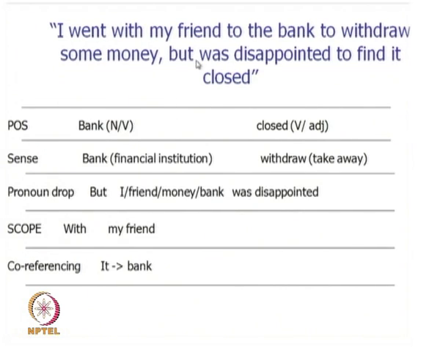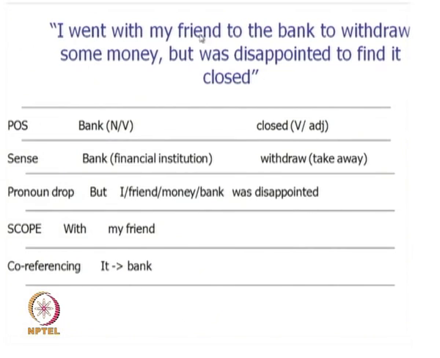Similarly, there is a pronoun drop at this place, but I was disappointed. So, I has to be put in here, but from the discourse segment which came before, and there are many nouns and pronouns, I, friend, bank, money. These are candidate nouns, but some of them will have type mismatch. For example, money and bank cannot be disappointed. So, we should have an animate entity here.